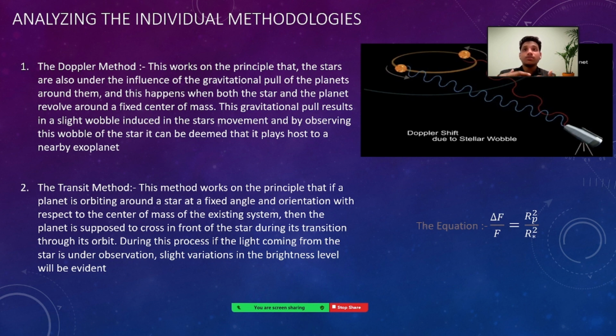The transit method. This method works on the principle that if a planet is orbiting around a star at a fixed angle and orientation with respect to the center of mass of the existing system, then the planet is supposed to cross in front of the star during its transit throughout its orbit. During this process, the light coming from the star is under observation, and slight variations in the brightness level can be evident. This, when converted into mathematical terms, can be related as the change in flux of the light intensity being proportional to the square of the radius of the exoplanet divided by the radius of the star that it is revolving around.